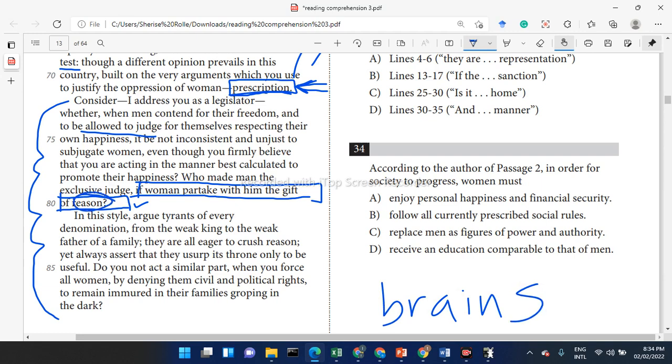That's what she means by reason. Right? Don't they both have brains? Don't they both have the ability to understand and think for themselves? Right? That's what she is saying. All right?